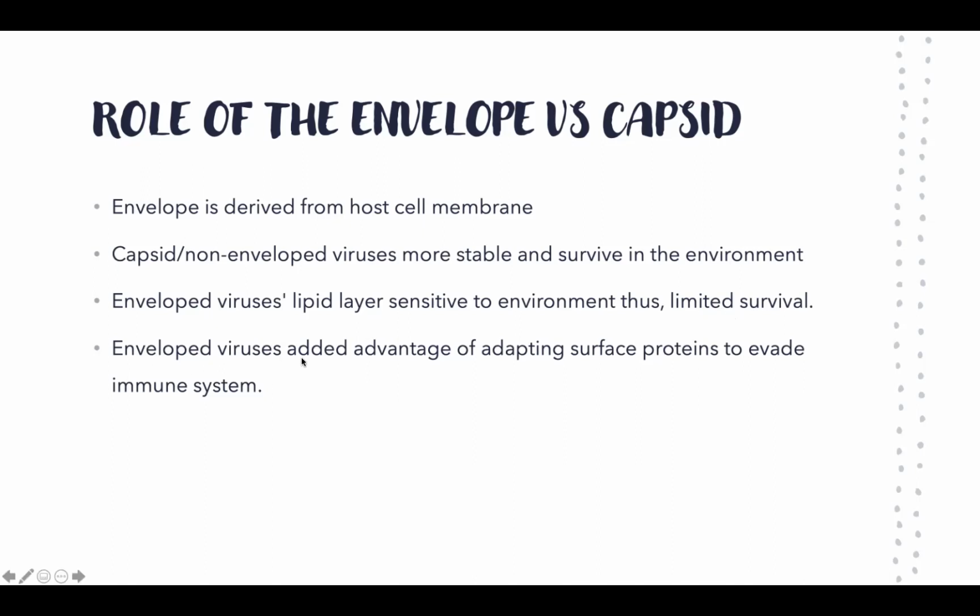The lipid layer has an added advantage by adapting surface proteins, and this can allow the virus to evade the immune system and are more responsible for chronic hepatitis, like hepatitis B and hepatitis C.